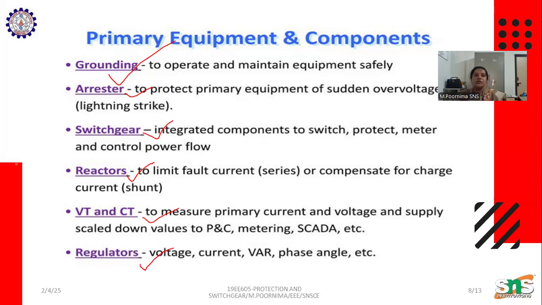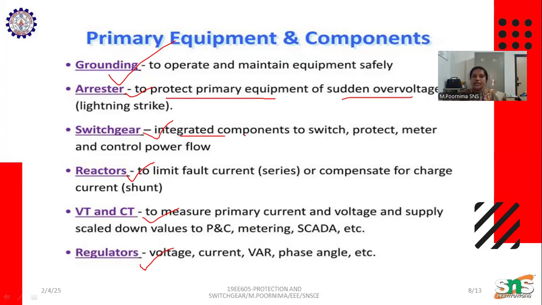Okay, so the arrestor, what happens here? Arrestors protect the primary equipments from sudden overload or lightning strike. If there is a sudden overload because of a lightning stroke, the arrestor plays a vital role and isolates the entire power system from the faulted control.